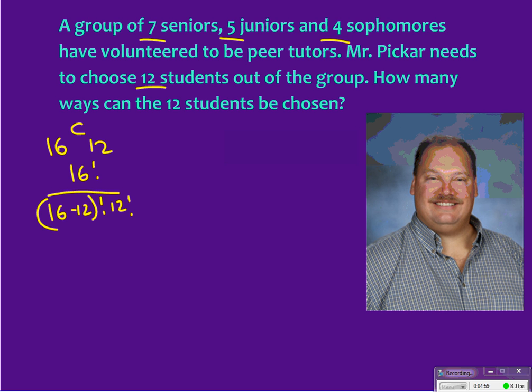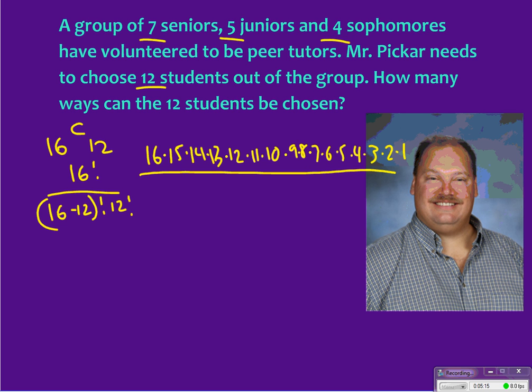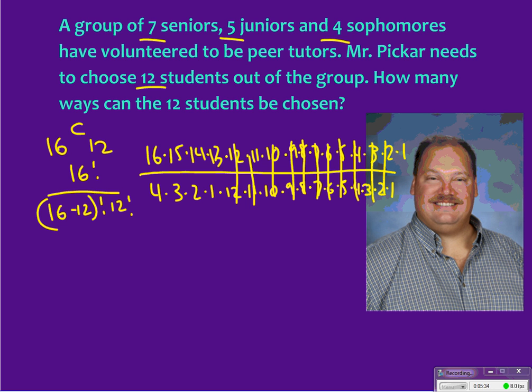So mathematically, that's what that's going to look like. Forgive my ugly 13. So then I'm going to have 4, 3, 2, 1 times 12, 11, 10, 9, 8, 7, 6, 4, 3, 2, 1. So cancel, cancel, cancel, and so on. This is nice when it does that.